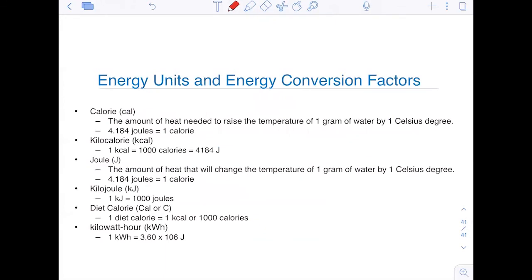What we get from energy units are our energy conversion factors. Most often in chemistry, we will use the joule. The joule is the amount of heat that will change the temperature of 1 gram of water by 1 degree Celsius. All of these conversion factors, whether you're dealing with calories, the kcal, which is our dietary calorie, or joules or kilojoules, all of these conversion factors will be given to you.